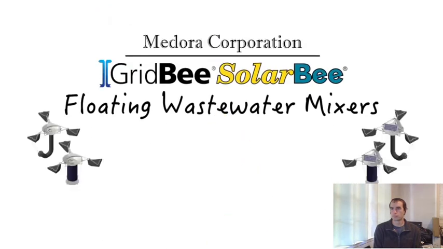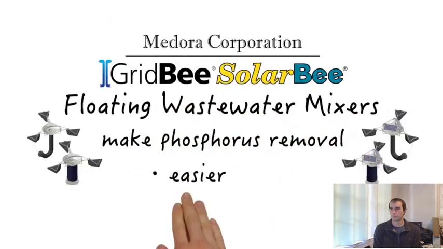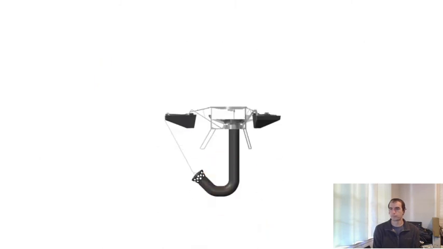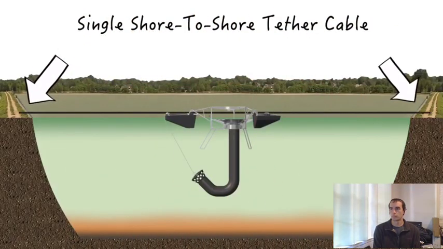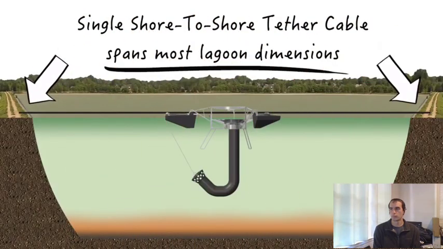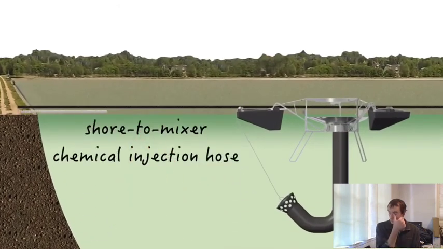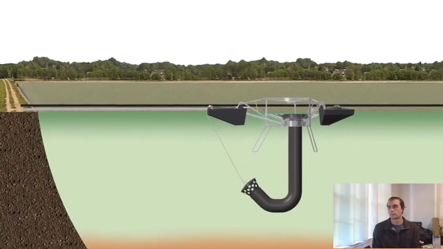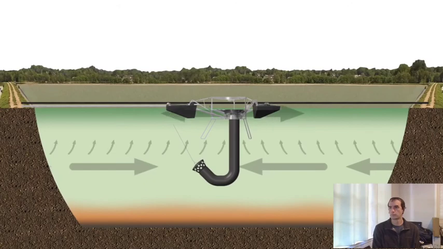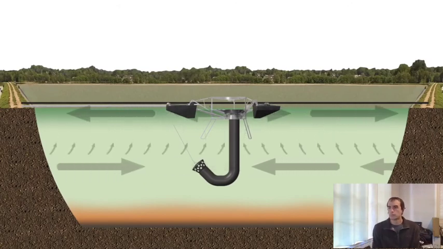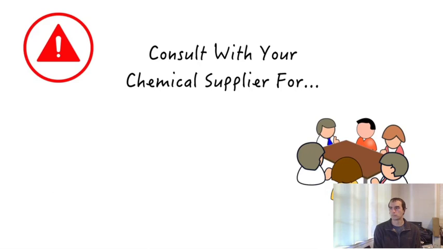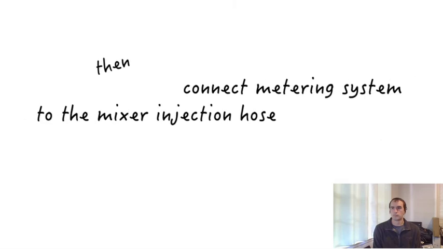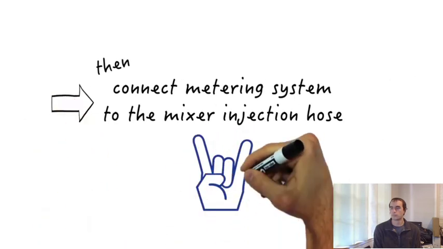This is where Medora's floating wastewater mixing equipment can make phosphorus removal a whole lot easier and more cost-effective. And it all starts with a floating wastewater mixer. The mixer is anchored using a single shore-to-shore tether cable, which is able to span most lagoon dimensions. Once tethered, an injection hose is run from shore to the machine fastened along the tether cable, terminating just below the machine impeller. And just like that, Medora's floating wastewater mixer is now ready to receive and distribute the phosphorus precipitant of your choice. Consult with your chemical supplier for proper sizing of metering pumps, chemical storage, and dosing rates for your lagoon. Then, all that is left is the final connection to the mixer injection hose, and you're ready to rock.